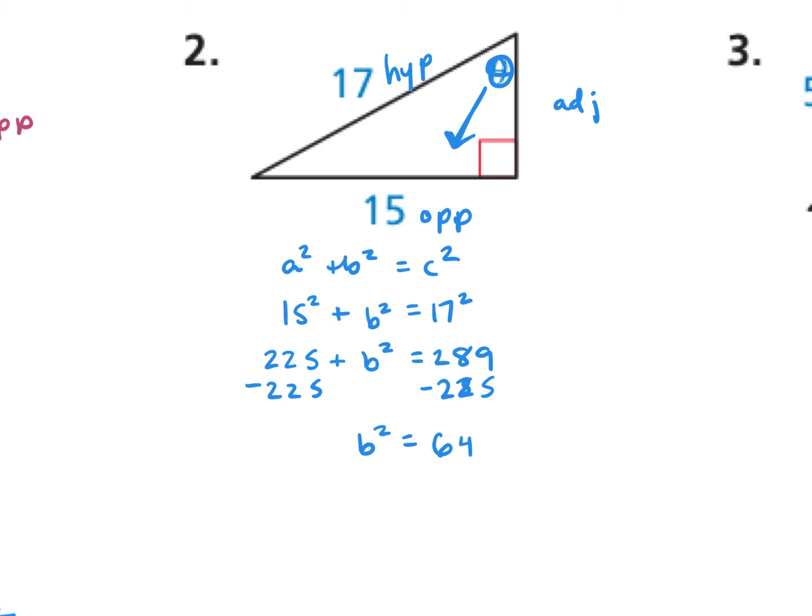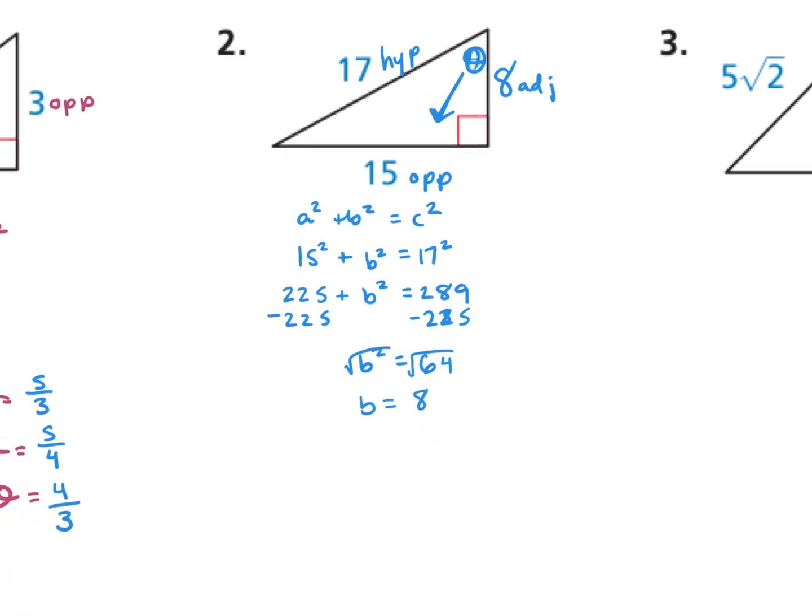64. Then we take the square root. And what's b equal to? 8. So our adjacent is 8. Everybody with me so far? Yeah. All right, now we need to find our 6 trig functions.